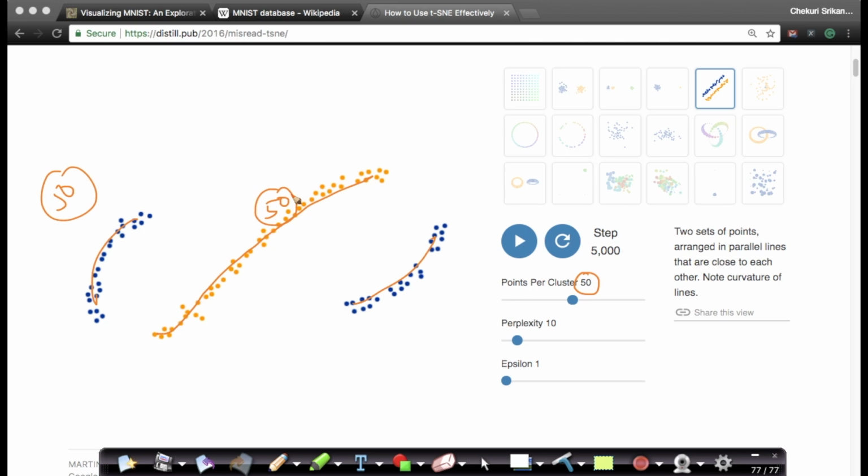There are two most important parameters of your t-SNE. The first parameter is called perplexity. The second parameter is called step size. Let me explain what they are. Step size is basically the number of iterations.